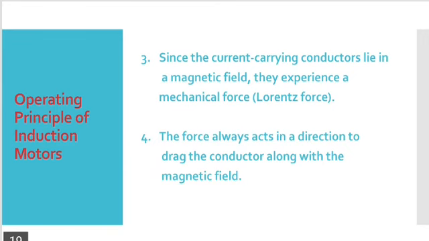The first step says that a voltage is induced in each conductor while it's being cut by the flux. As we know about machines, whenever the flux is cut by the conductor, an EMF is induced. That means voltage is induced, and whenever voltage is induced in the conductor, it will produce current.